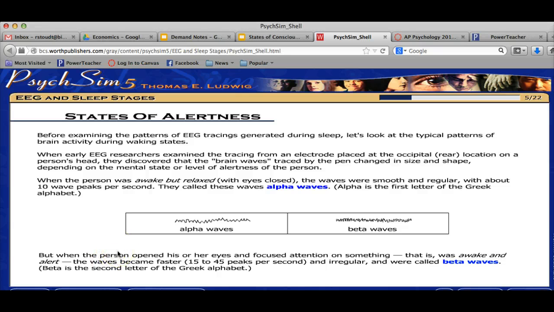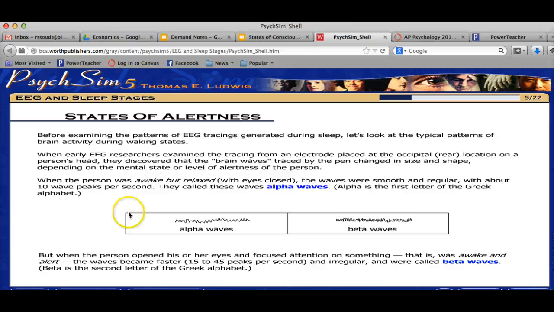There are a couple of things I wanted to point out to you. They're going to be placing the electrode on the occipital part of your brain, which is the back of your brain. And what they found was that there's a difference between your brain waves when you are awake but relaxed and when you're awake and alert.